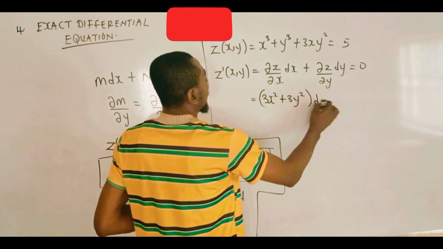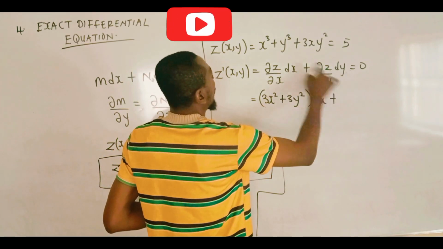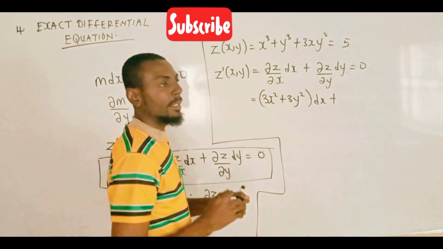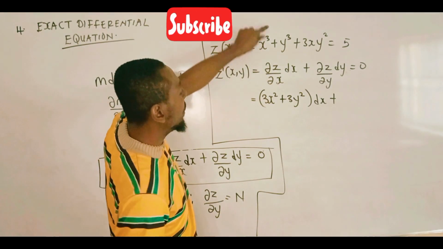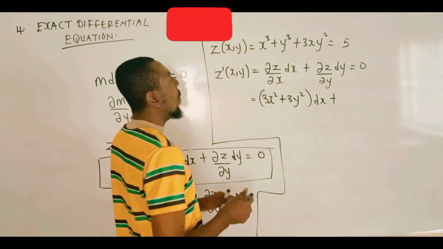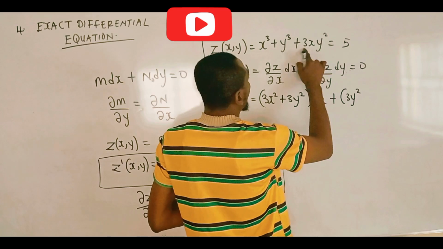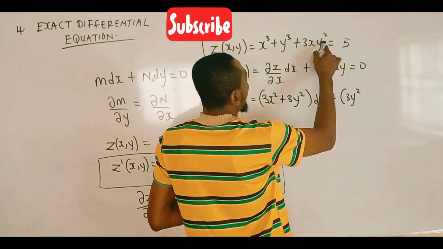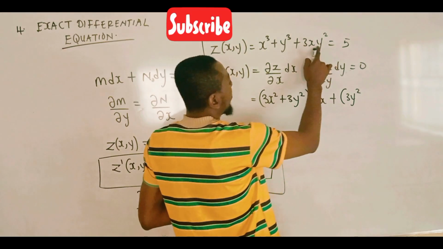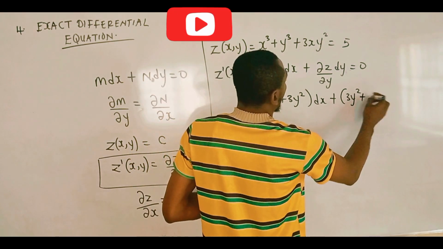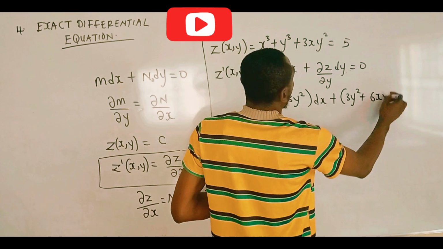All dx. This part, we're going to differentiate the whole of this function with respect to y, keeping x constant. Since x is constant, this guy will be 0, then differentiating y cubed is 3y squared. Then differentiating this part with respect to y, differentiating y squared is 2y. 2y multiplied by 3x is 6xy.